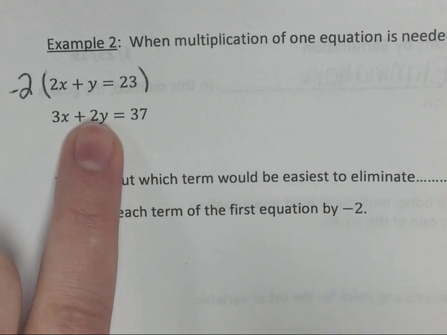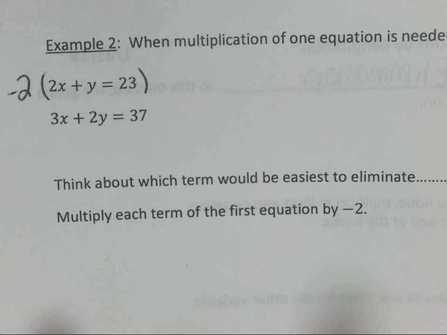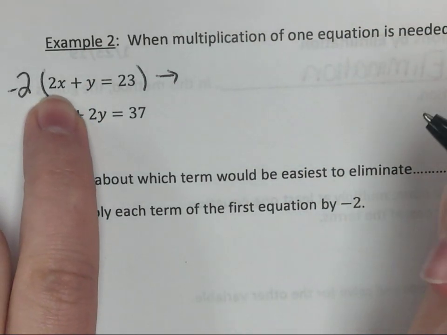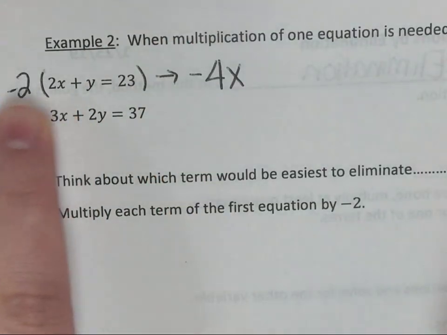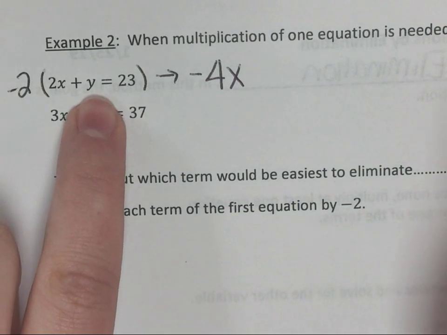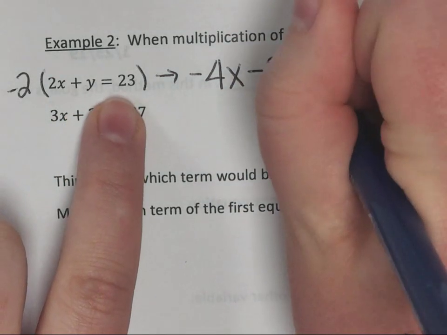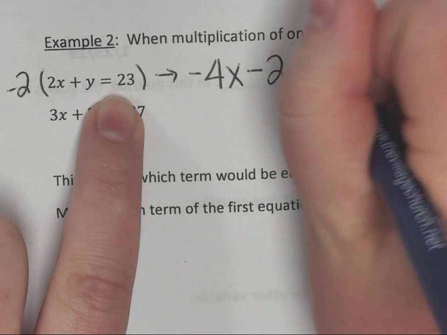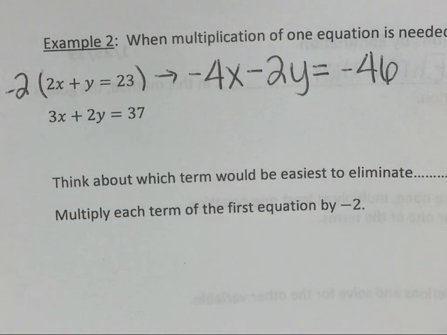This is going back to some of those skills that we used when we had to rewrite in standard form. All right. So to rewrite this, negative 2 times 2x becomes negative 4x. Negative 2 times a positive 1y is a negative 2y, is equal to what? Negative 46. Good. Negative 46. Everything has to be multiplied. Okay? Everything.